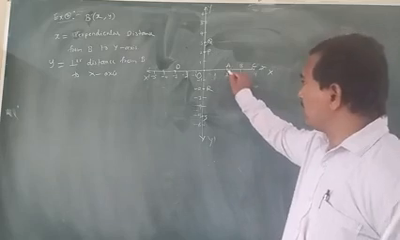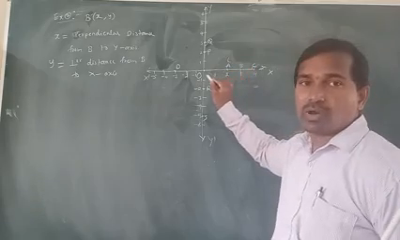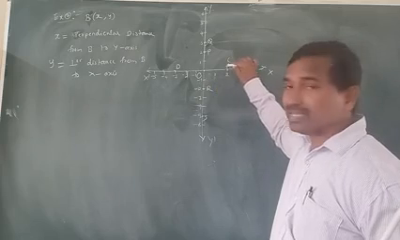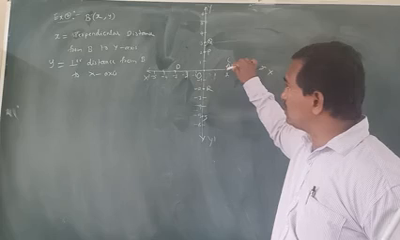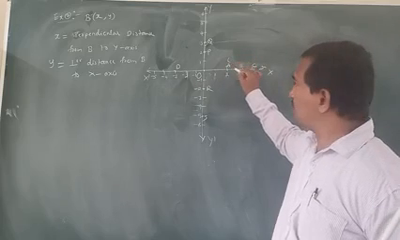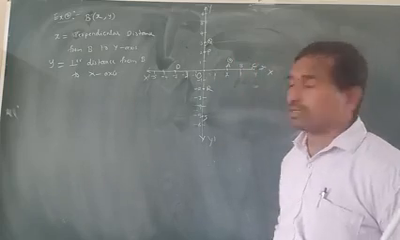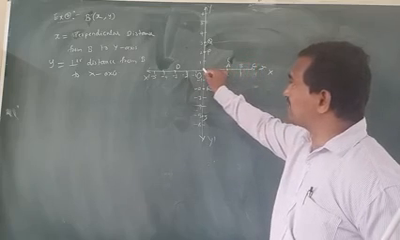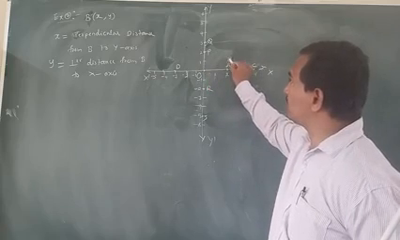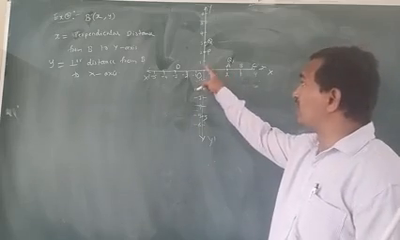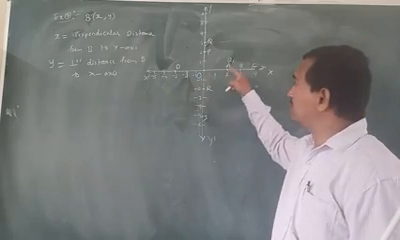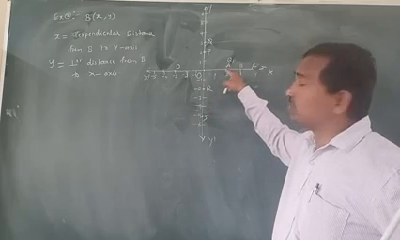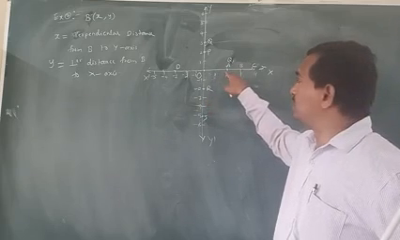See here, A. What is the x coordinate? The x coordinate means the distance from the point to the y-axis, which is 2 units. The distance from a point to the y-axis is the x coordinate. The distance from a point to the x-axis is the y coordinate. But this point lies on the x-axis, so there is no distance from this point to that line. The distance is 0.